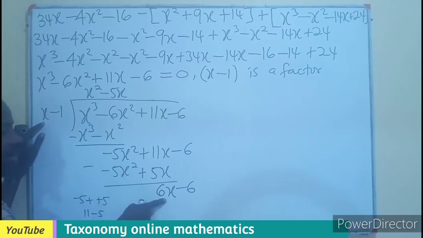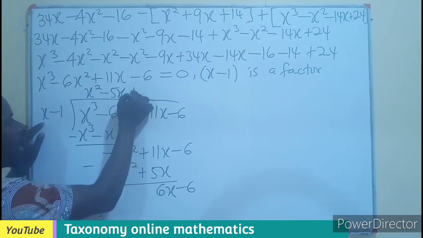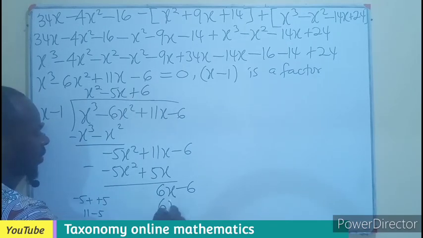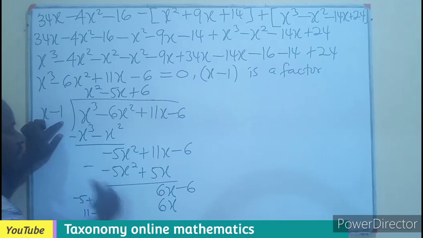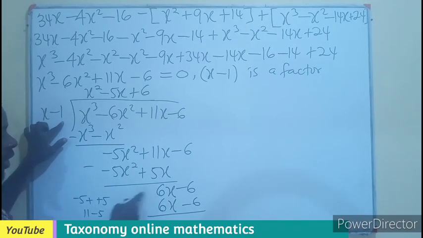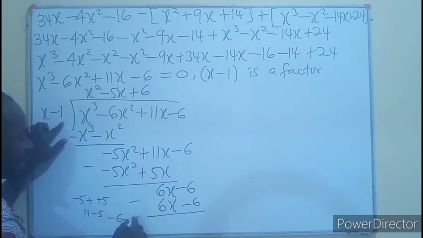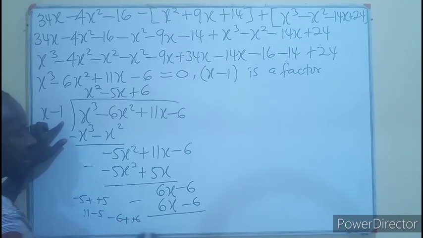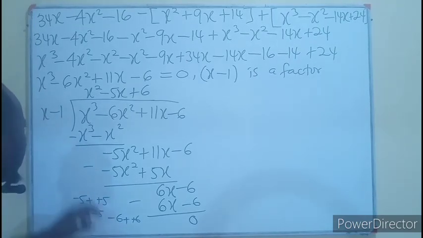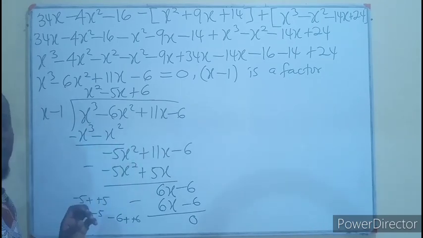This x will in turn divide this. Going here, it will be only plus 6 times. 6 times this will be 6x. 6 times this will be minus 6. Let's perform. 6x minus 6x is 0. Minus 6 minus minus 6 will be 0. So we are going to have 0. So it means there is no remainder if x minus 1 divides this polynomial.